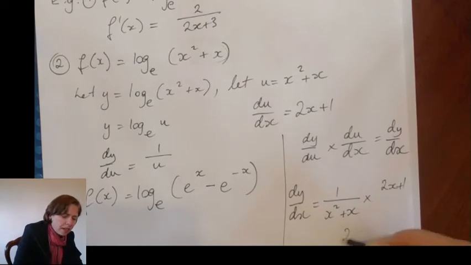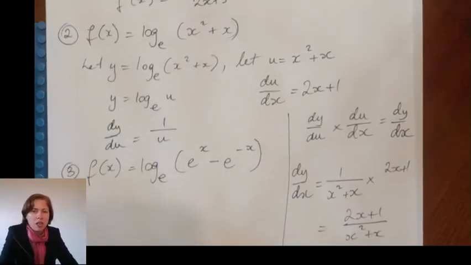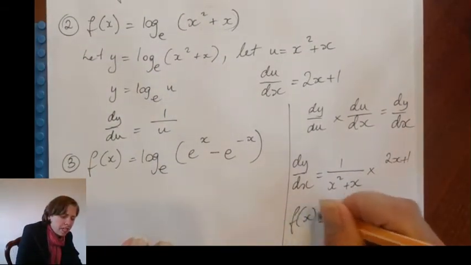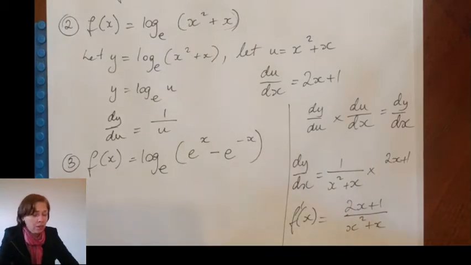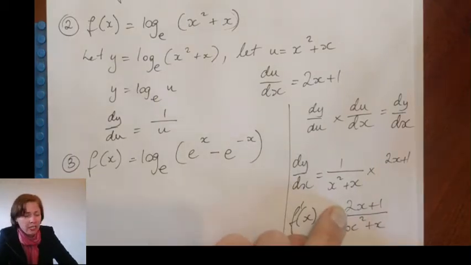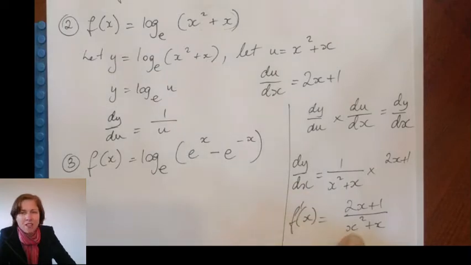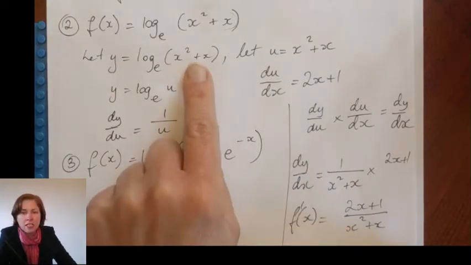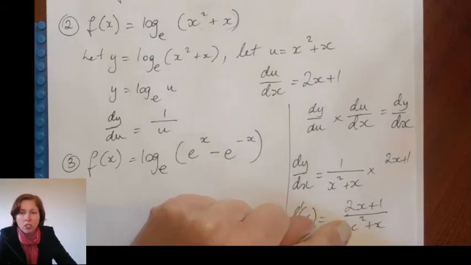I'll just rewrite that: 2x plus 1 over x squared plus x. Because I started with f(x) notation, I'm going to write f'(x) here equals 2x plus 1 over x squared plus x. Now what I want to point out to you is that this 2x plus 1 is the derivative of the inside function, and the denominator is the inside function. So what I have here is the derivative of u over u.